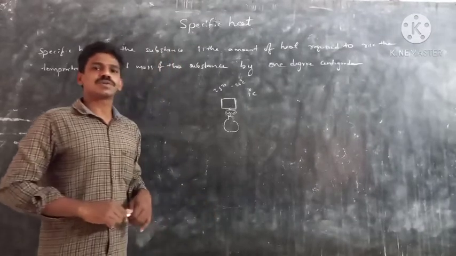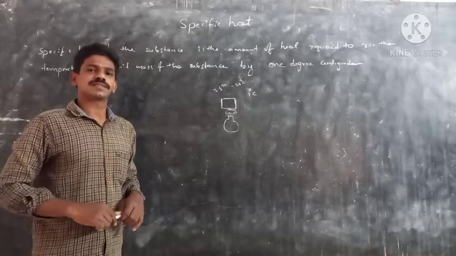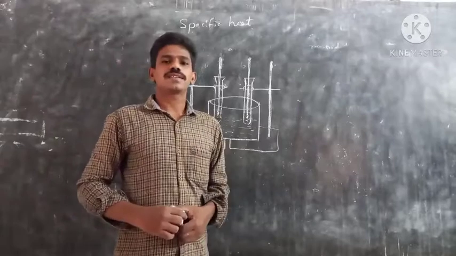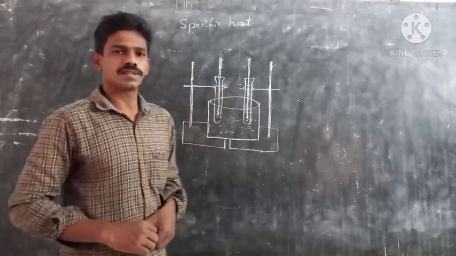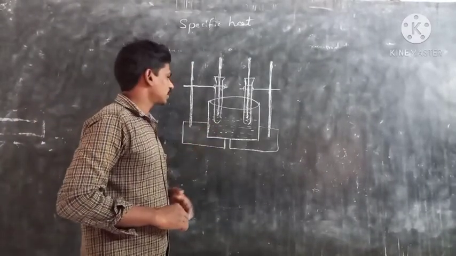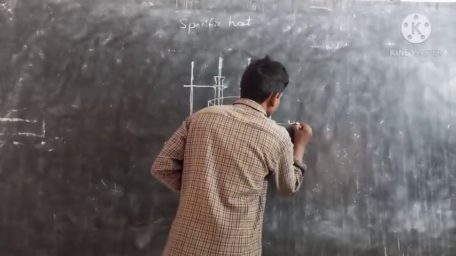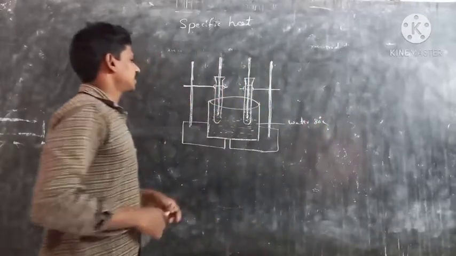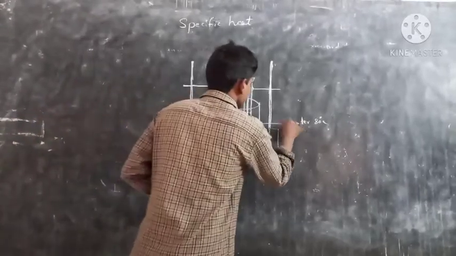To understand the specific heat, we need to discuss some activities. To understand the specific heat concept, we need to discuss two activities. In the first activity, we take a large jar with water and heat it up to 80 degrees centigrade.